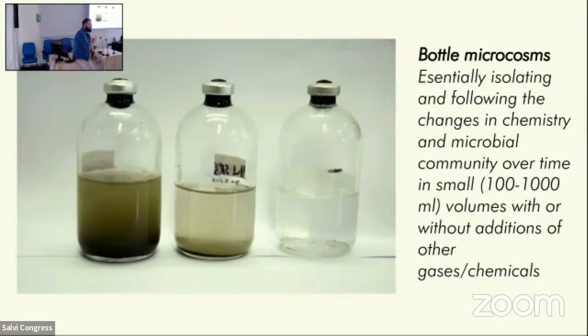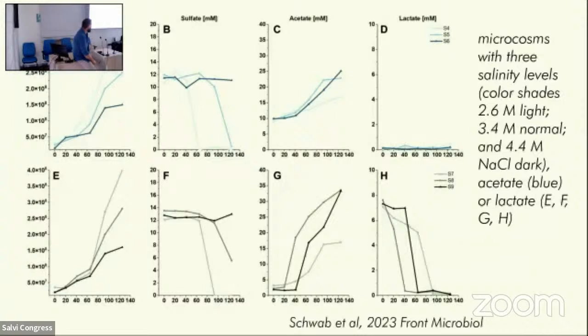Now, this approach is the most popular approach right now to study how communities respond or are responding to underground storage. And if you go through the literature of the studies that have been done, you see things like this one. This is a very recent paper in Frontiers in Microbiology. What you're seeing here is two experiments, top and bottom, in which they have added H2 and CO2 in the gas space, and then they added two organic substrates, lactate and acetate.